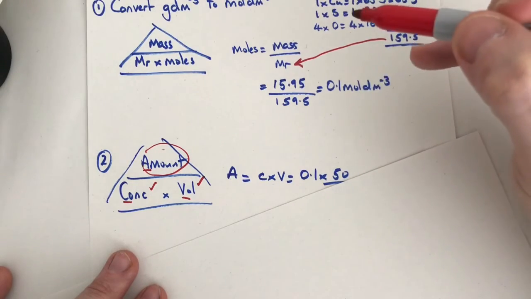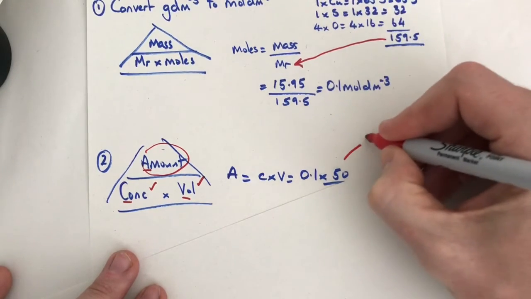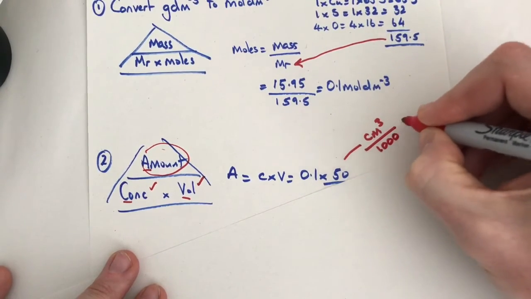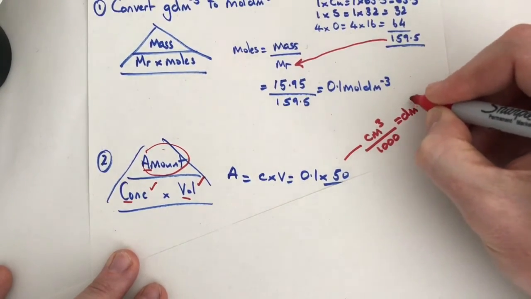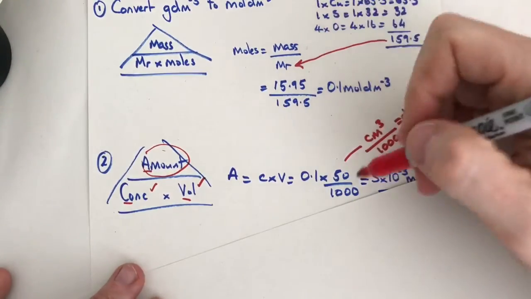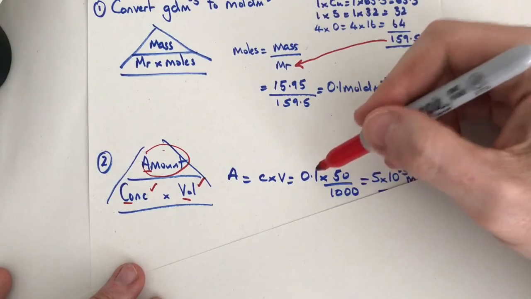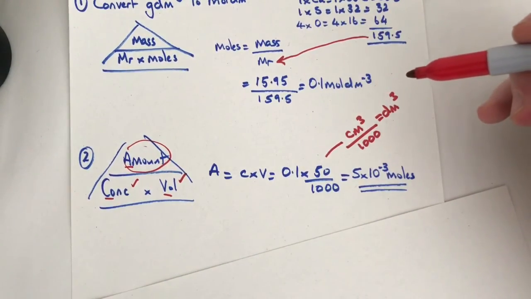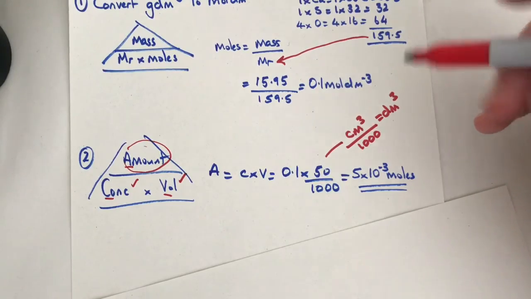There's a little trap here. This was in centimeters cubed. I have to divide that by 1,000 so that my answer is in decimeters cubed. So it's 50 divided by 1,000, times 0.1, and on the calculator it gives you an answer of 5 times 10 to the minus 3 moles.